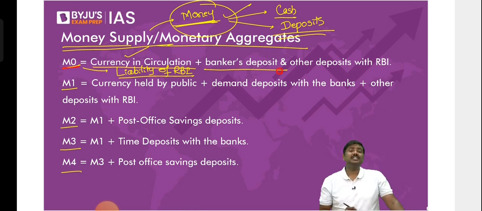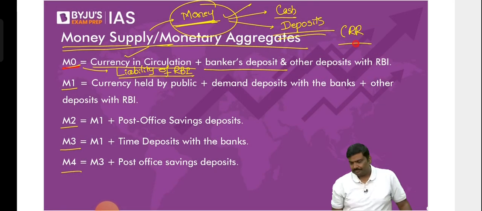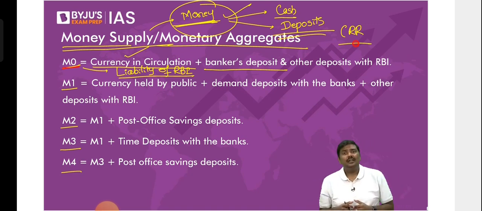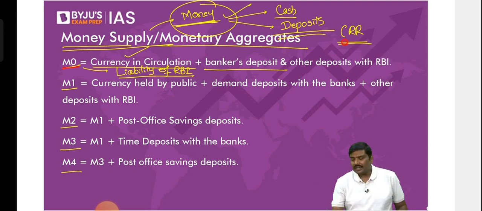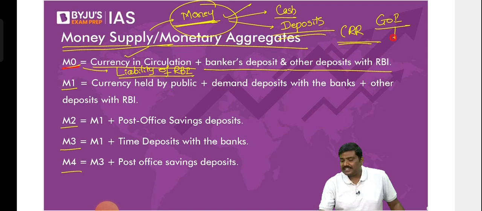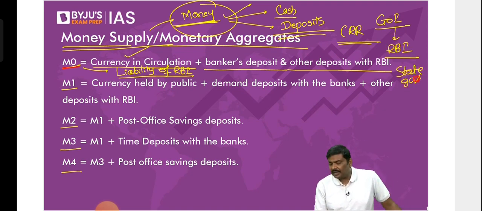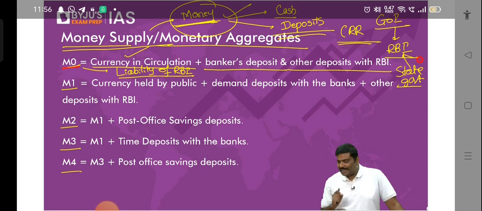Bankers' deposits with RBI. What do you mean by bankers' deposits? A bank will keep CRR, cash reserve ratio, with RBI. So what is it? It's a deposit. Does RBI give it back? Of course, yes. It is a liability. If you have to give it back, it is a liability. Simple. CRR is a liability for RBI. What about other deposits with RBI? The Government of India has kept a deposit with RBI. Of course, yes. State governments will keep a deposit with RBI. Don't you think any deposit you keep with RBI or any bank is a liability? Any doubts here? Let me know.